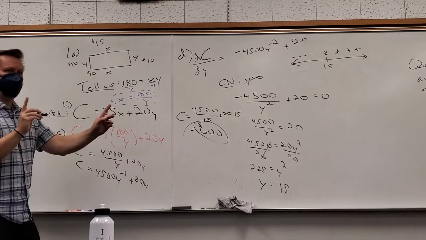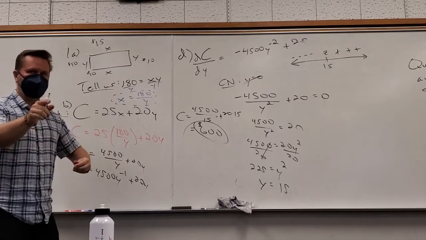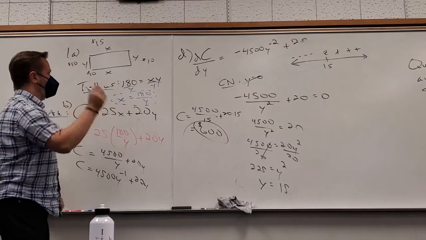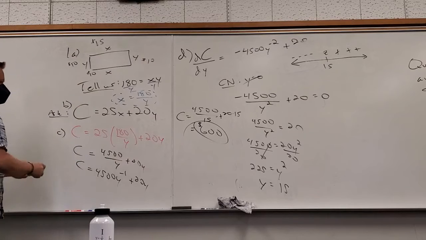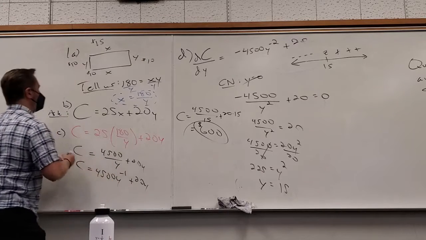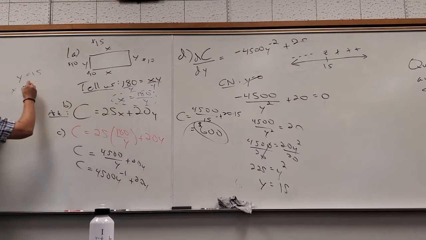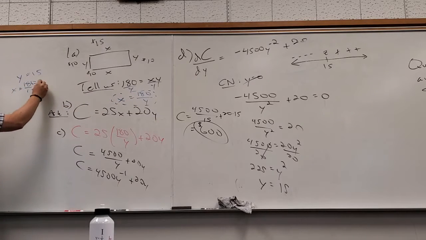Did we come up with the square on this problem? If y is 15, I'm gonna do extra stuff, it's not what it asks. Y is 15, so what is x? Can anyone tell me what x is? 12. Y is 15, x is 180 divided by y. Is that 12? Yes, 12 feet. That's not a square, correct?